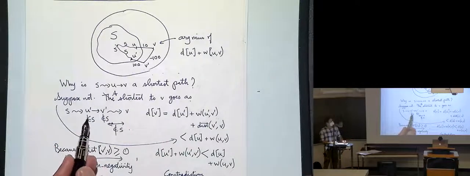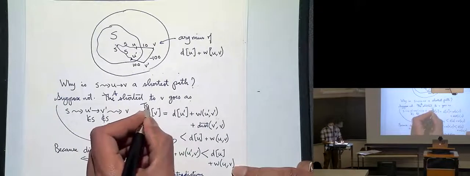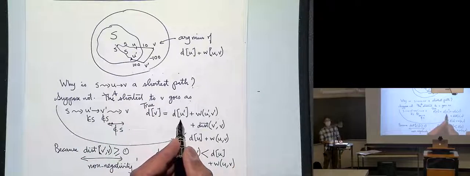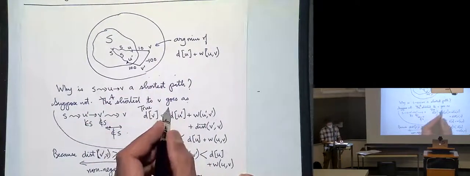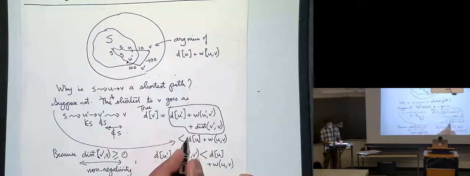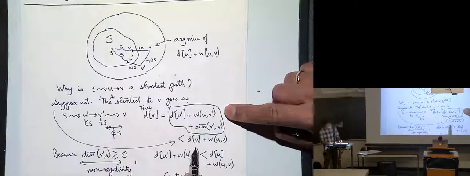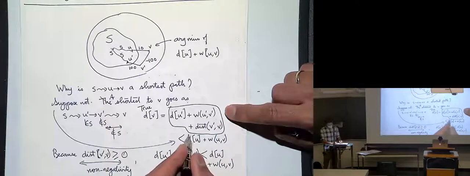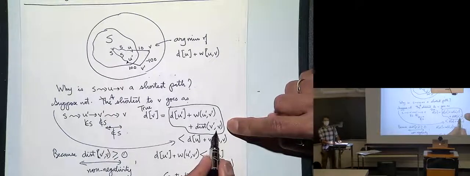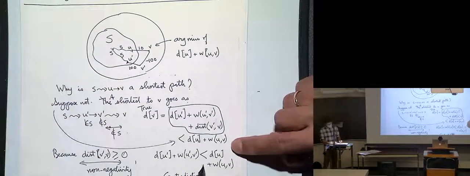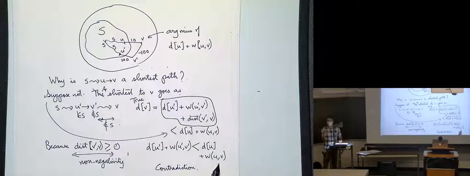And then you say, okay, so what we're saying is that the distance to V, the true distance, is the distance to U', which is known, plus the weight of U' to V', plus the distance of V' to V. And this is less than, because we argued that S to U to V is not a shortest path, d(u) plus weight uv. And then, of course, because of the non-negativity, the distance from V' to V is greater than or equal to 0. And so then you get your contradiction, because this implies that uv was not the argmin.